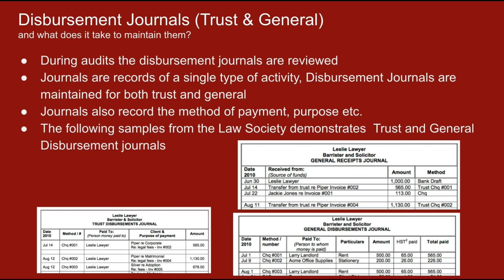So this way, all your disbursements are recorded, whether you have transferred the money from trust to general, or paid out of the trust account directly. It's seen in the trust disbursement journal and in the general receipt journal and general disbursement journal, as you see on the right-hand side bottom. The method of payment is also captured here.